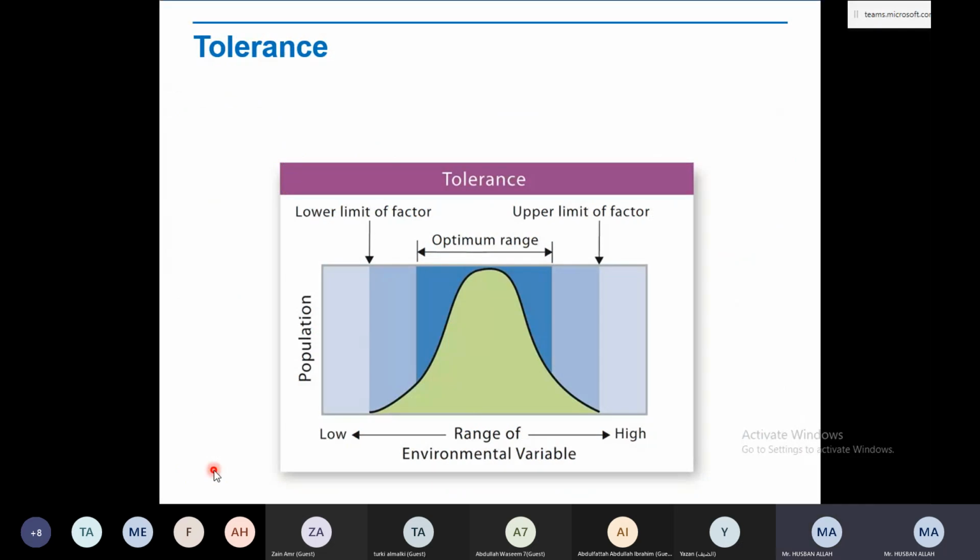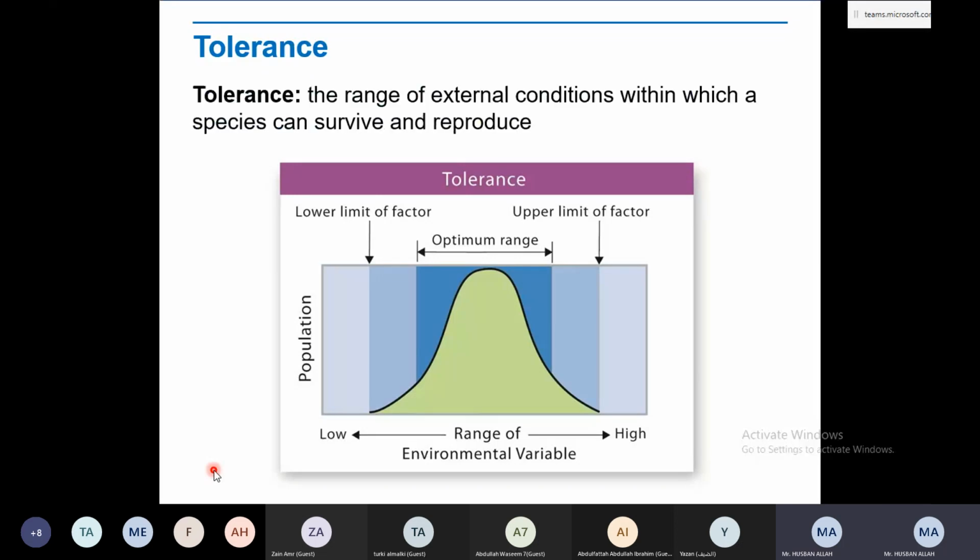Okay, the next point which we are going to discuss is tolerance, the tolerance level. You can check on page number 99, the second topic, which is tolerance. In simple words, what is the meaning of tolerance? The range of tolerance, the ability to survive, that is called tolerance level, the ability of every species to survive. What is tolerance? The range of external conditions within which a species can survive and reproduce.